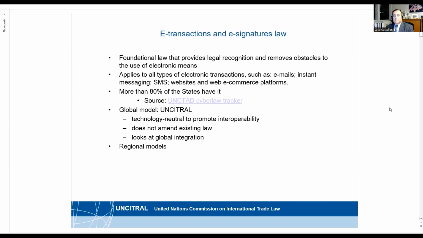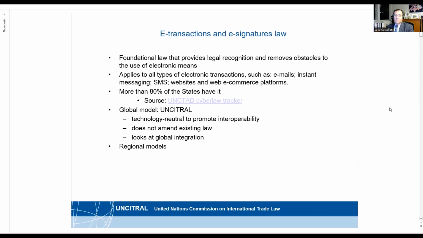If we focus on e-transactions and e-signatures law, we find that this is a foundational law that, first of all, gives legal recognition to the use of electronic means, and then removes obstacles arising from existing legislation. It does apply to a very large number of cases, such as emails, instant messaging, SMS. These are, of course, ways of directly communicating, but also websites and e-commerce platforms, for instance. So apparently more complex applications, but nevertheless rely on the same basic rules for electronic transactions.